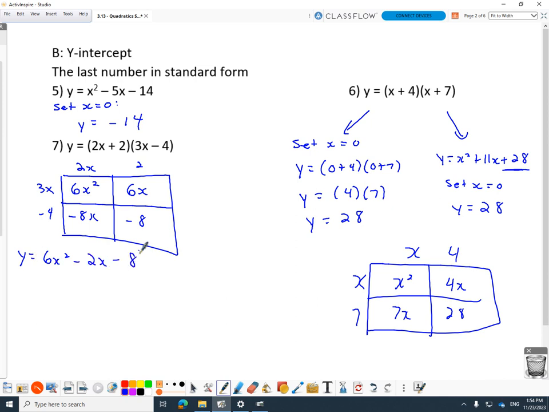But after all that, what's the y-intercept?